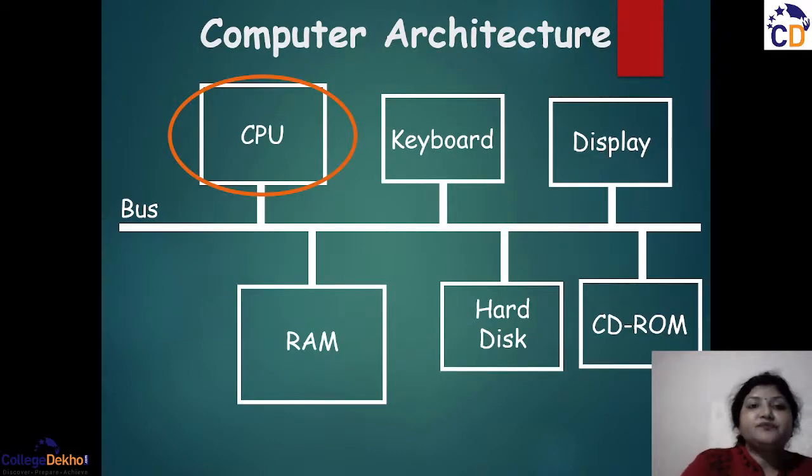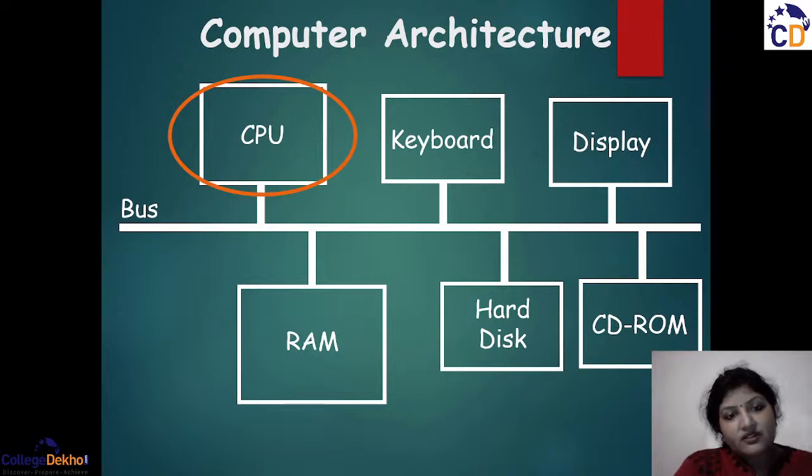Let's see. This is the computer architecture. We know that the brain of the computer is the central processing unit. The other input and output devices are the keyboard, display, or you may say monitor, RAM, random access memory, hard disk for storing some data, right? Then CD-ROM, read-only memory.